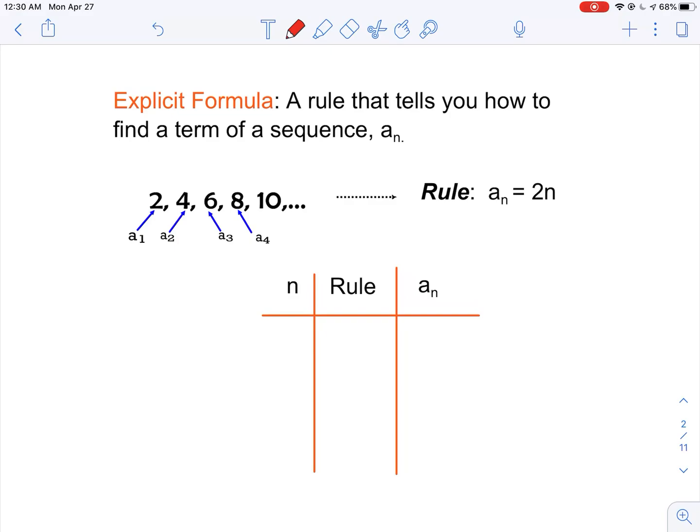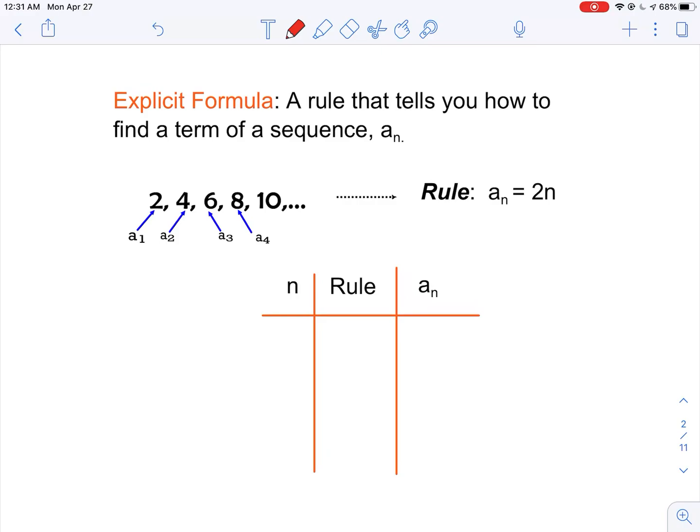So we no longer need to build to it. If I want to find the 50th term, I don't need to start at 1 and make my way all the way up to 50. I have an explicit formula to do that for me. To show an example of how this works, I have a sequence 2, 4, 6, 8, 10, the one that was in the do now.